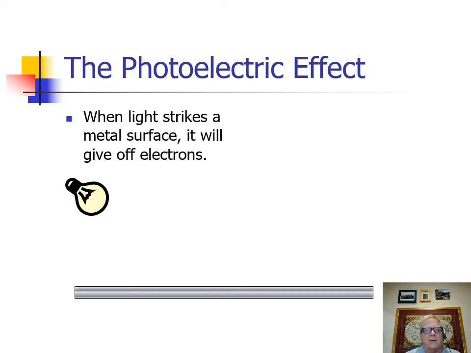Basically, if you shine a light on a metal surface, if the light has the proper frequency, the metal surface will give off electrons.